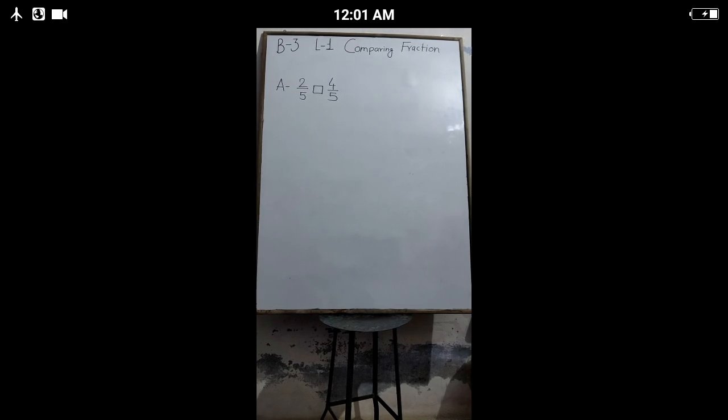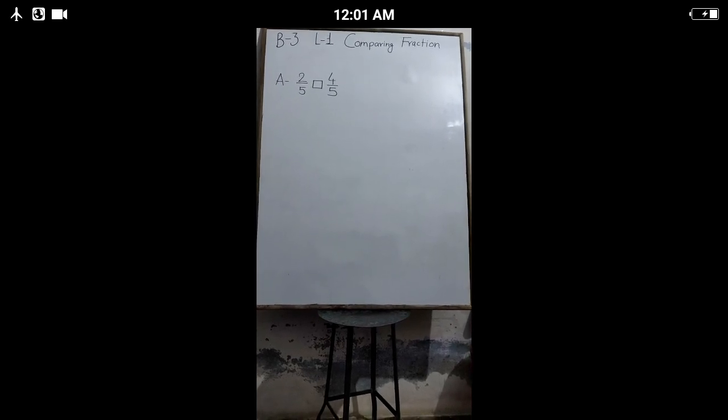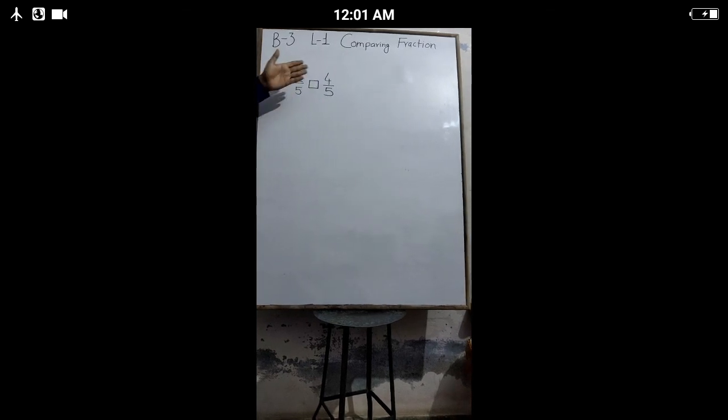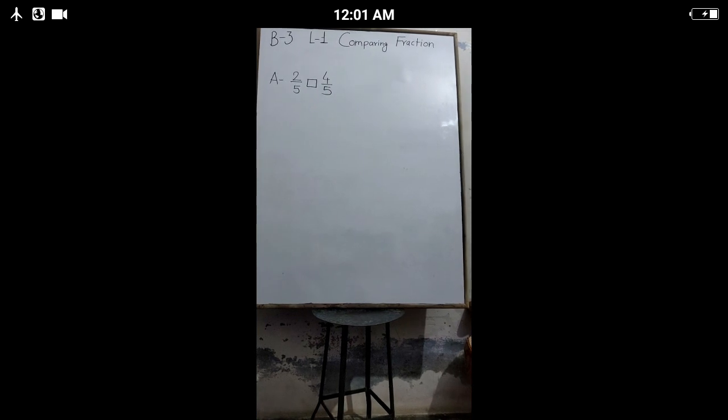Children, I am going to compare 2 upon 5 with 4 upon 5. Here you can see both denominators are the same. This fraction has 5 and this also has 5. Now children, how can we tell which fraction is bigger?